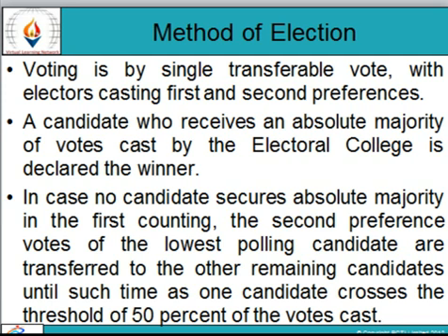Voting is by single transferable vote, with electors casting first and second preferences. A candidate who receives an absolute majority of votes cast by the Electoral College is declared the winner. In case no candidate secures an absolute majority in the first counting, the second preference votes of the lowest polling candidate are transferred to the other remaining candidates until such time as one candidate crosses the threshold of 50% of votes cast.